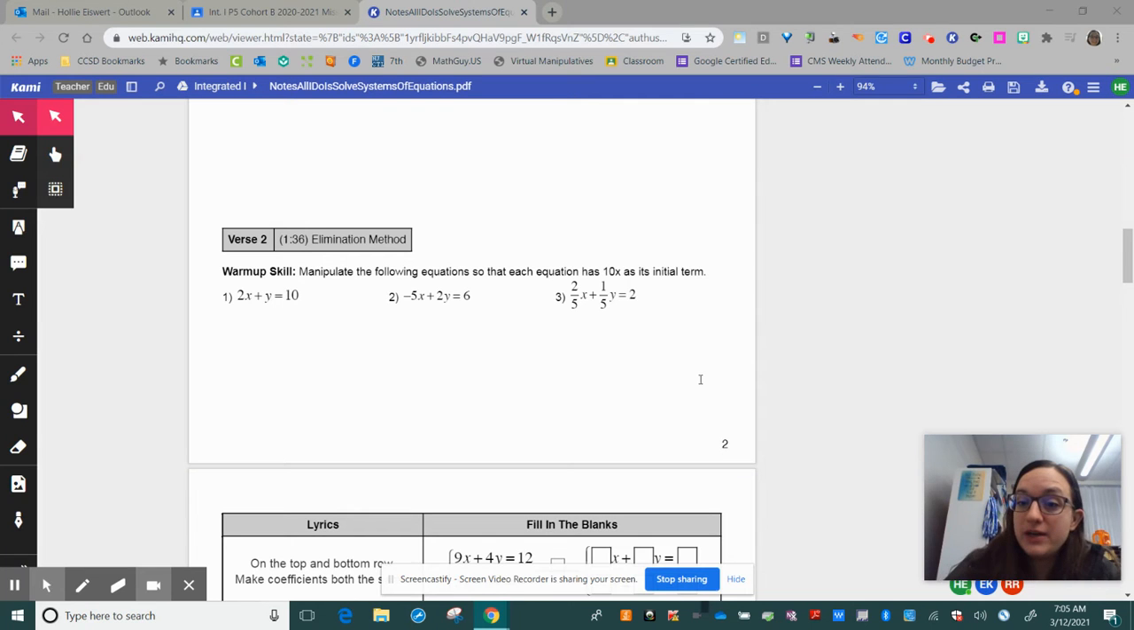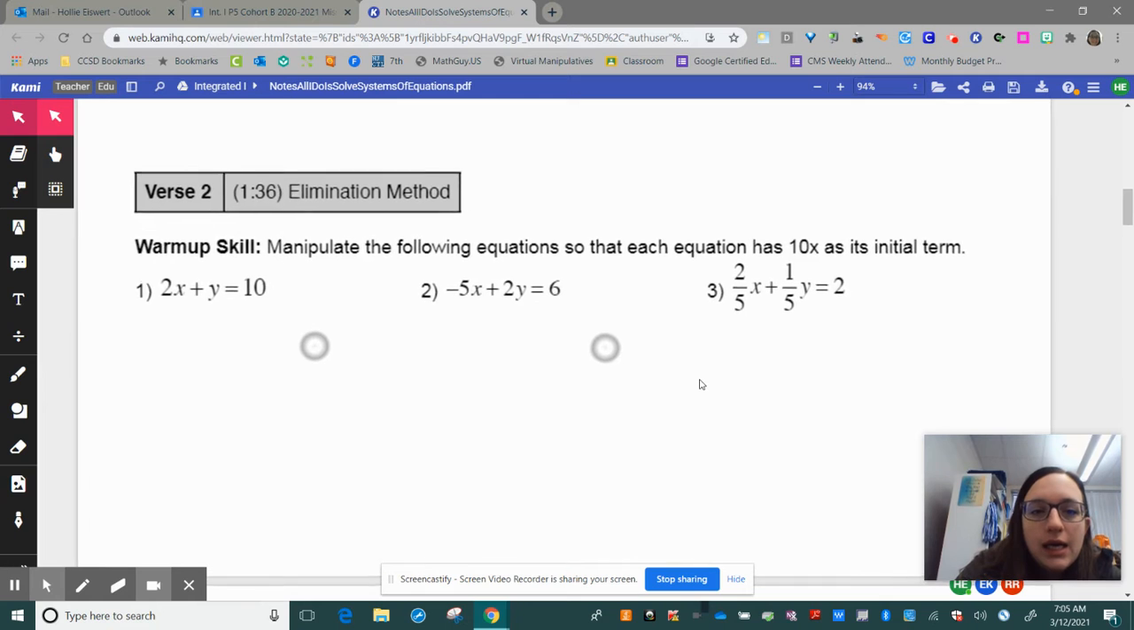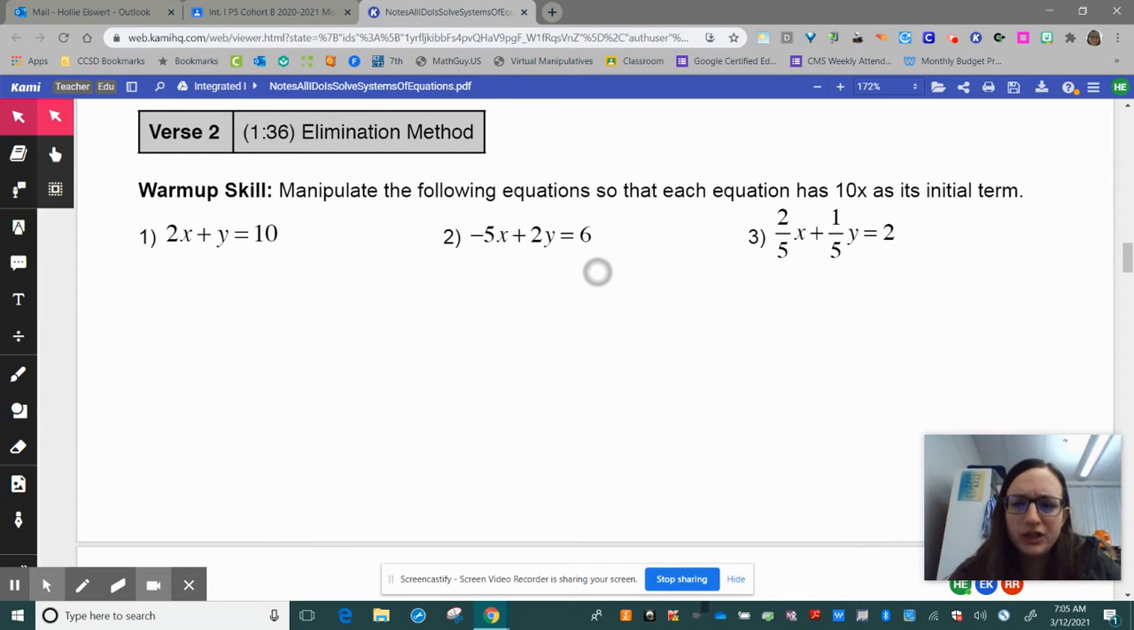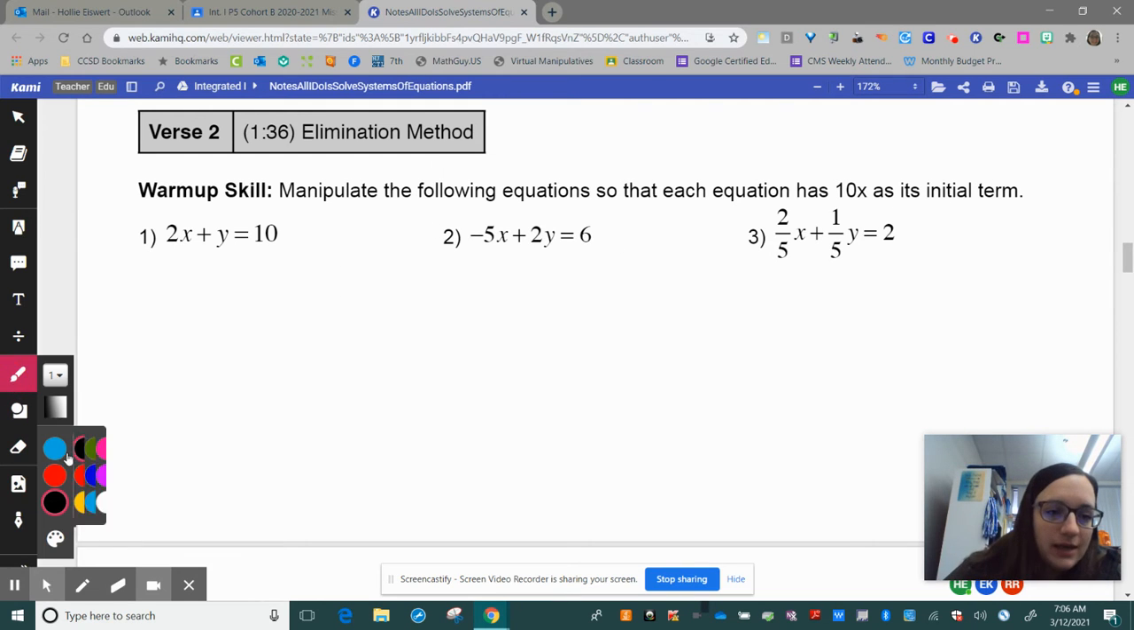Good morning. Today we're going to start with elimination method right in the middle of the packet. So this one's kind of weird because there's just kind of weird things that seem to jump in out of nowhere. So our warm-up today is to manipulate the equations so that each equation has a 10x as its initial term. So we are still using our math properties, but we're not solving for a variable. We're making our x term to be a 10x, and this will be helpful for this method.